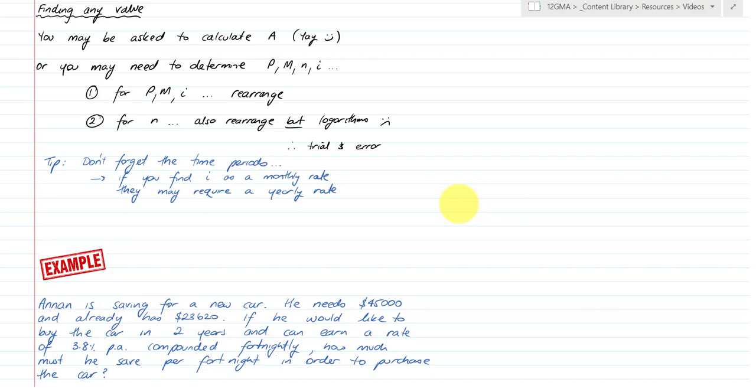So we have A, which is the amount, the future value, the amount at the end, and that's probably the easiest one to find. That's the one you want. That'll be the easy one. And we also have P, M, N, and I.